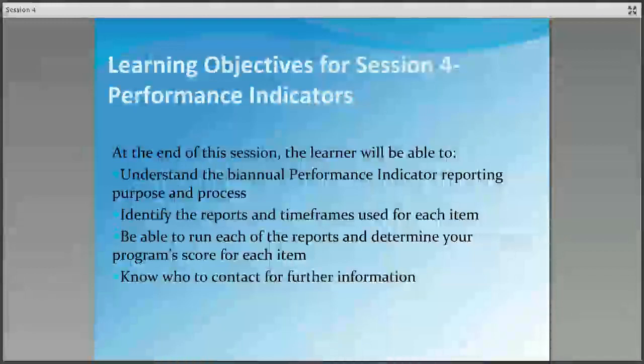Let's talk about what we're going to accomplish in session 4. At the end of this session, you, the learner, will be able to understand the biannual performance indicator reporting purpose and process. Identify the reports and timeframes used for each item. Be able to run each of the reports and determine your program's score for each item, and know who to contact for further information. Okay, let's begin.